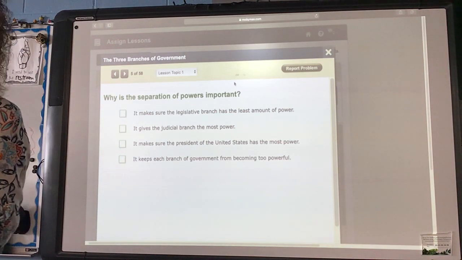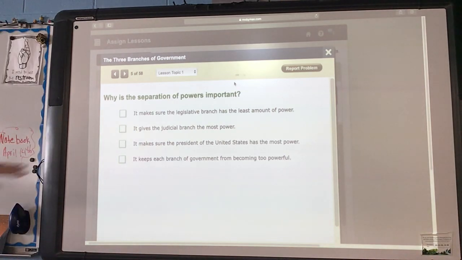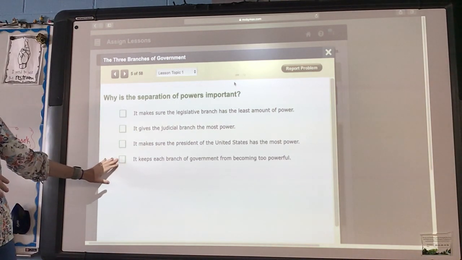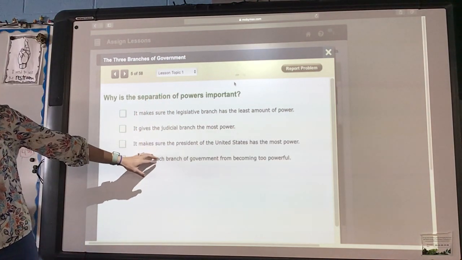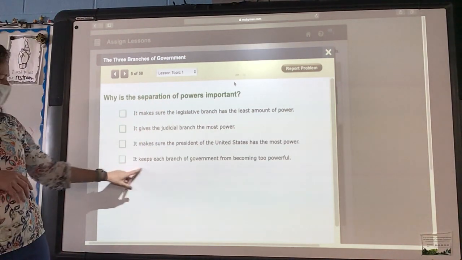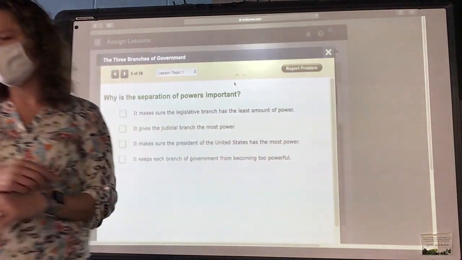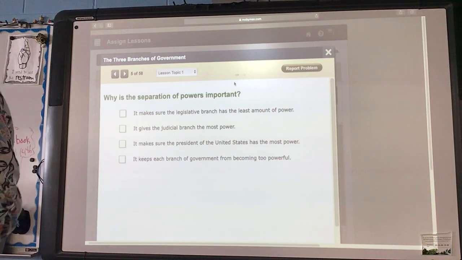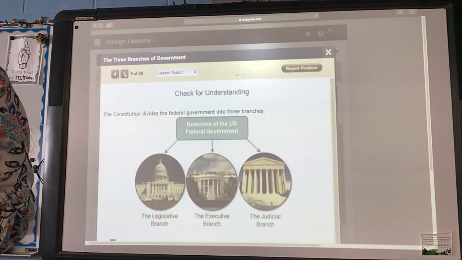What did we decide? Claire? Yeah, it's the last one here. Are these mixed up on yours? Or are they in the same order? Same? Okay. So this last one, it keeps each branch of government from becoming too powerful. That's what the separation of powers is. Okay, question, Riker? Yeah. All right, that takes us here.